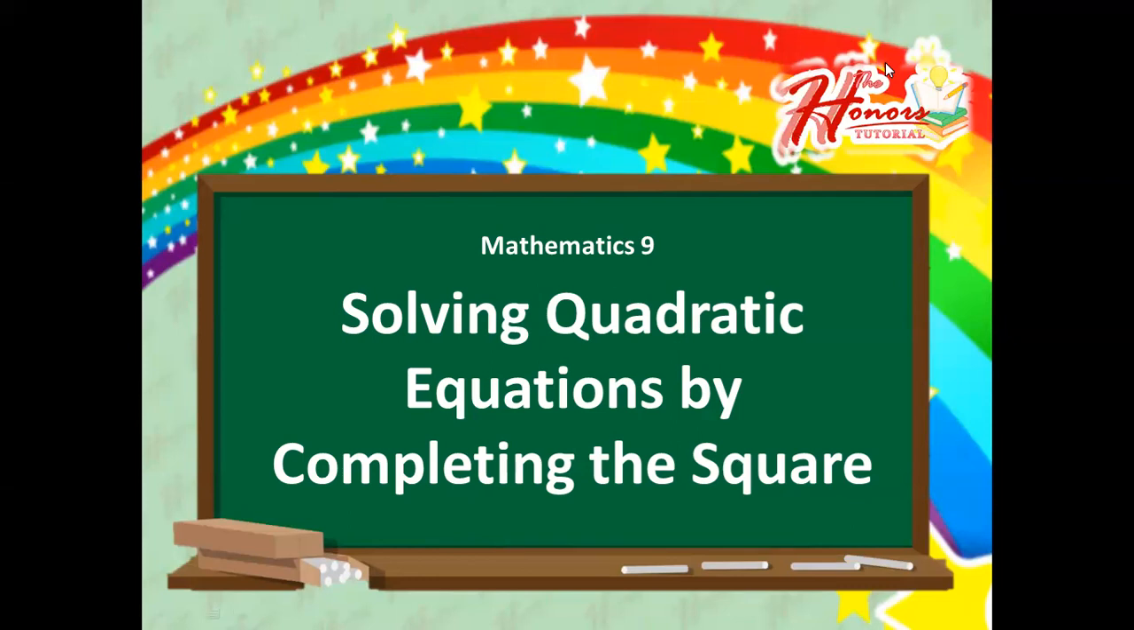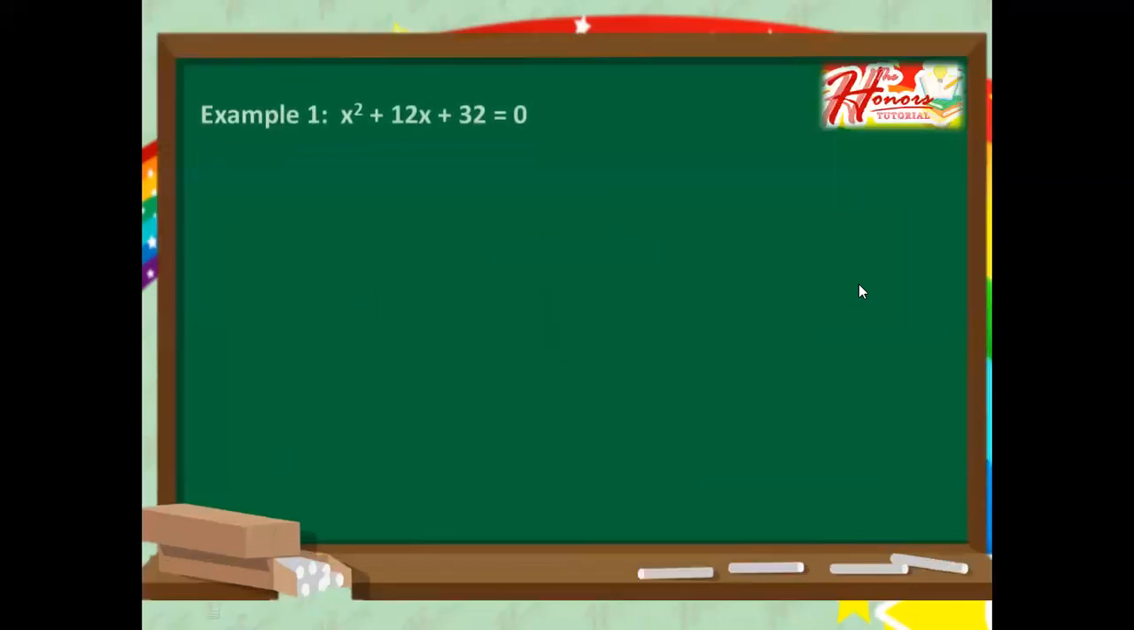Our topic for today is about solving quadratic equations by completing the square. This is under Mathematics 9. So let us have our first example, that is x squared plus 12x plus 32 equals 0. And this is how you are going to solve for it.